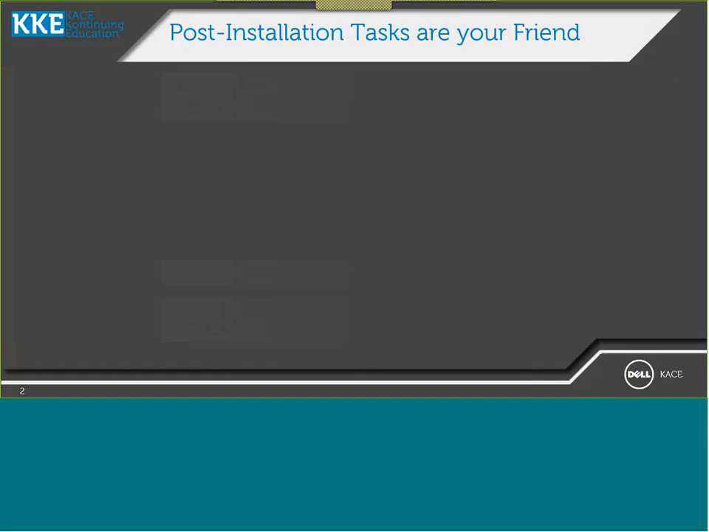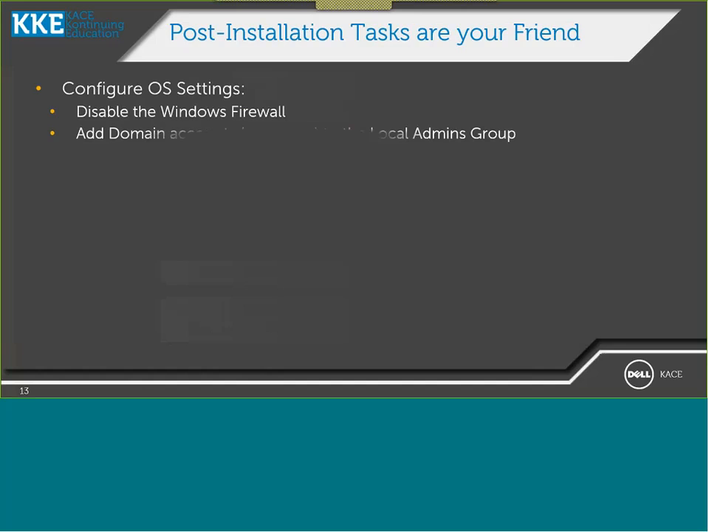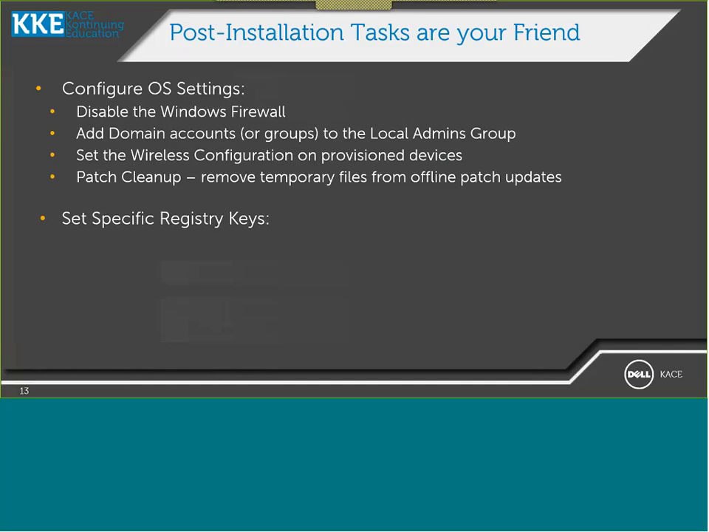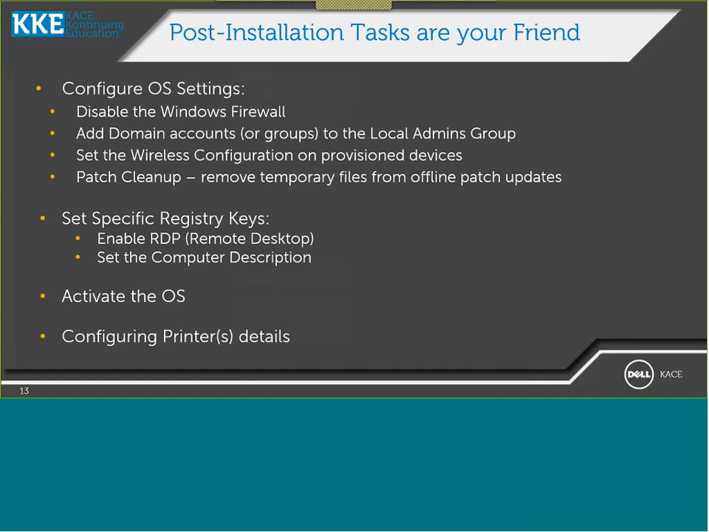So just some ideas what you can do with post-installation tasks is, in terms of operating system settings, like disabling the Windows firewall, adding domain accounts or groups to the local admin groups. So setting the wireless configuration on a provisioned device so that it automatically enters the wireless network. Sometimes we use it to clean up. So when we've installed some patches, we can remove the temporary files if we don't need them anymore.